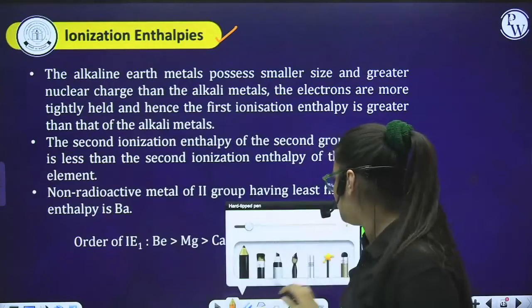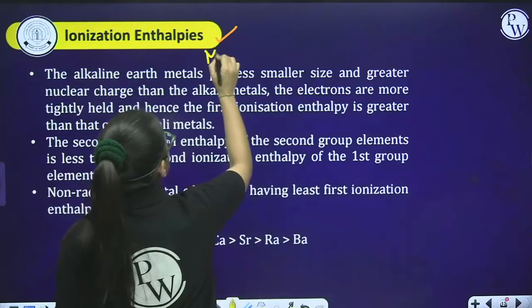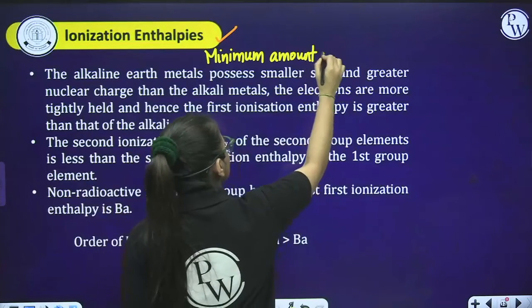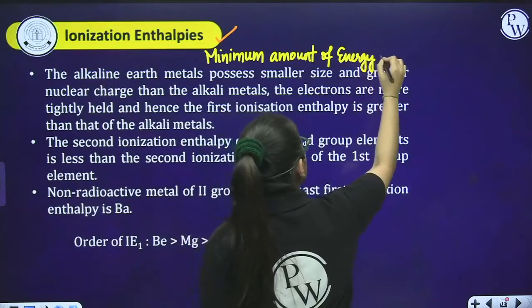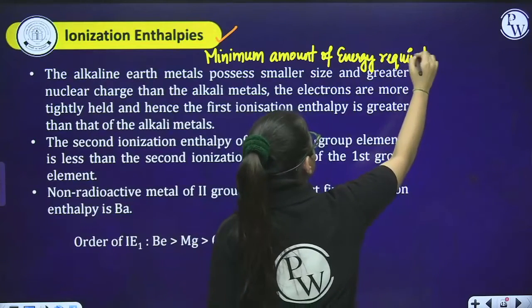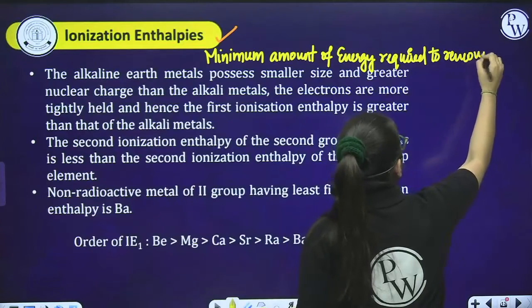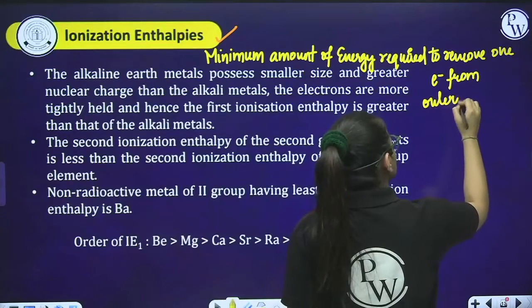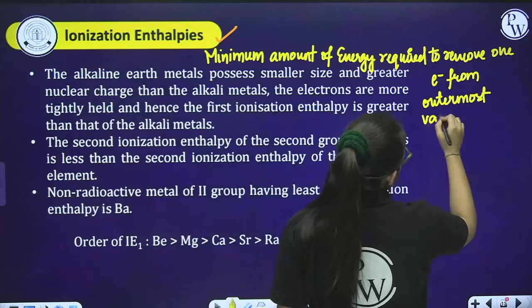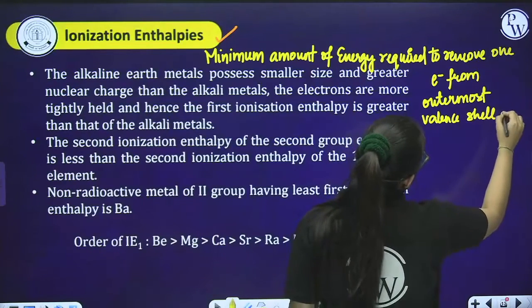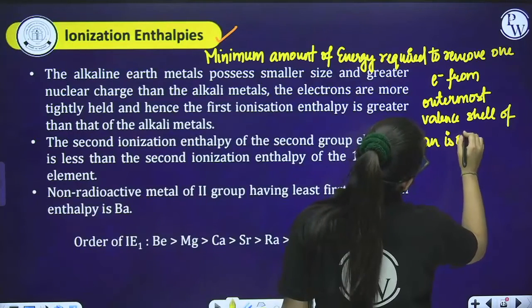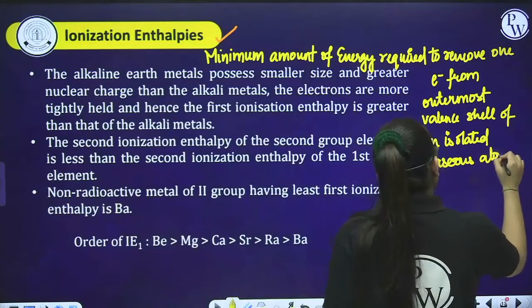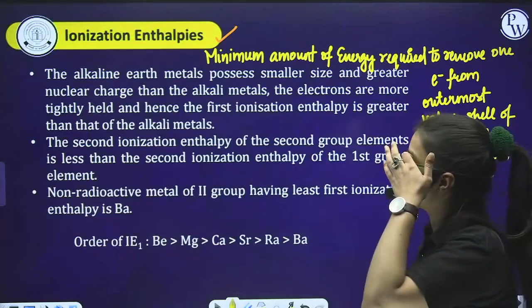What is ionization enthalpy? Ionization enthalpy basically is the minimum amount of energy required to remove one electron from the outermost valence shell of an isolated gaseous atom. Okay, the energy given in order to remove one electron from the outermost shell is basically ionization enthalpy.